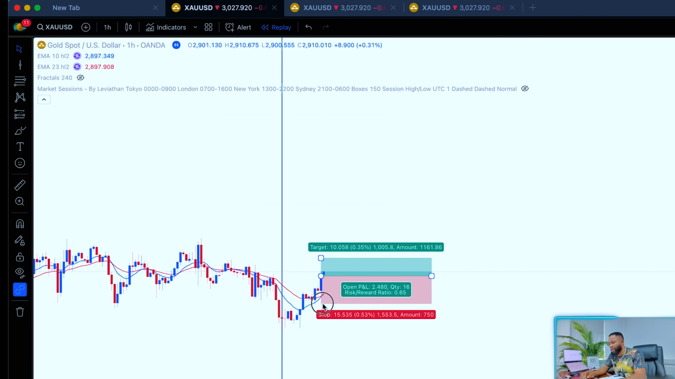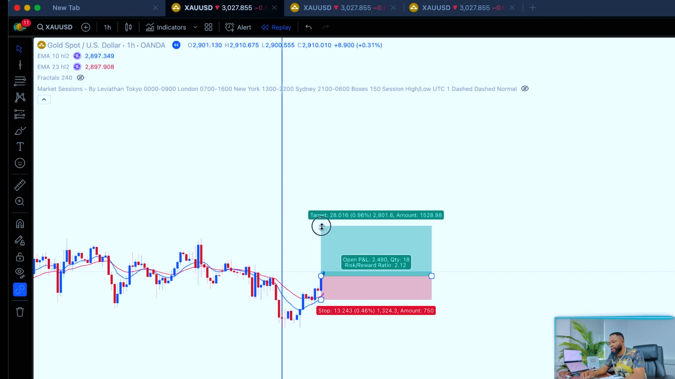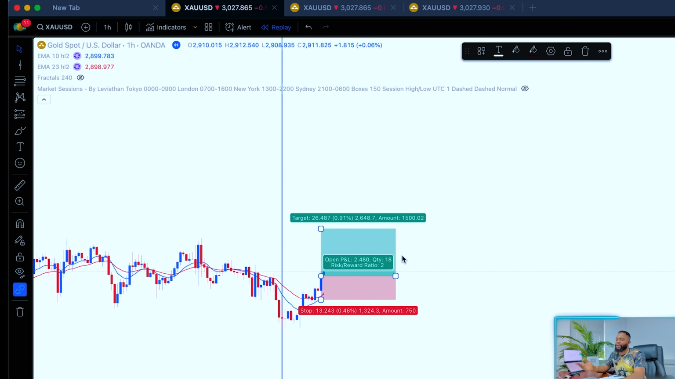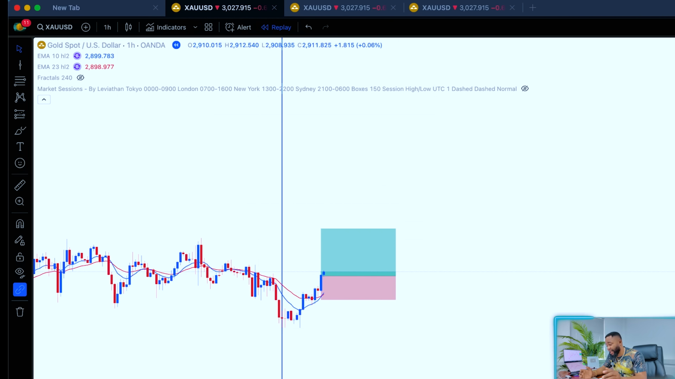Our stop loss is just going to be here. We're going to be risking 130 pips. Let's go for a risk to reward of 1:2. So that's a risk to reward of 1:2. So we're risking 130 pips to go for 260 pips. Remember, this is gold and the pip value is very, very high.